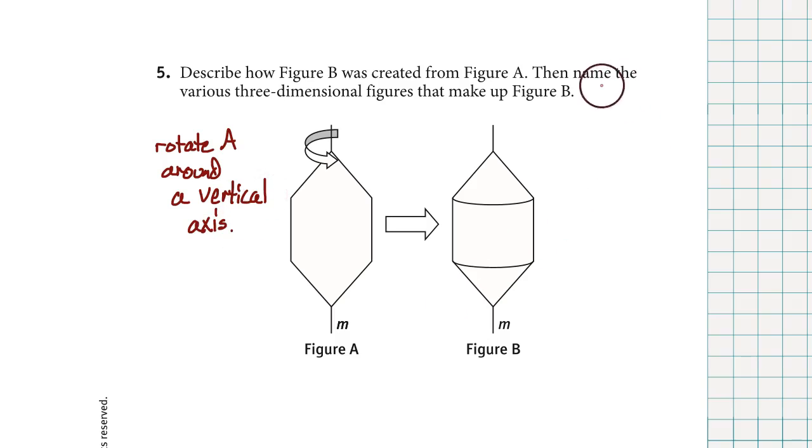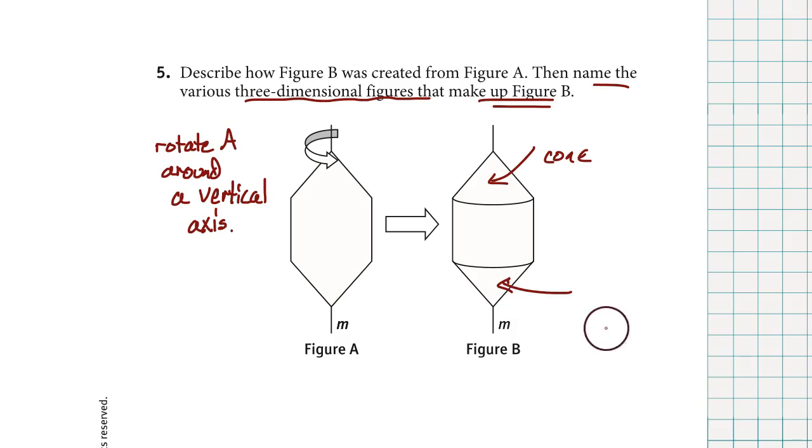Another part of the question says to name the three-dimensional figures that make up figure B. What's the top of that shape? It's a cone. What's the bottom of the shape? It's a cone. What would you call the middle portion of that shape? It's a cylinder.